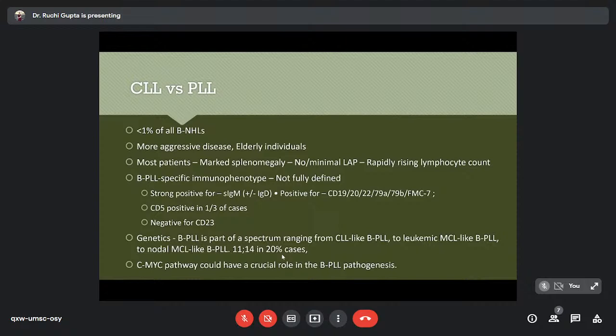Thereby, this B-PLL is now not really taken as, I would say, part of CLL, but as a morphologist we always see these cells, so this DD comes up, we discuss it, and one should be aware of the typical morphology of PLL so that you can discriminate that from CLL.